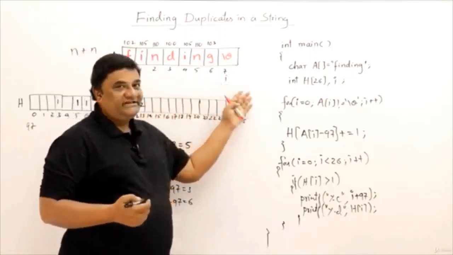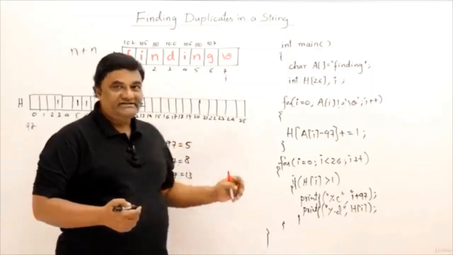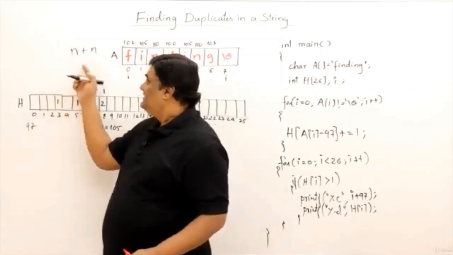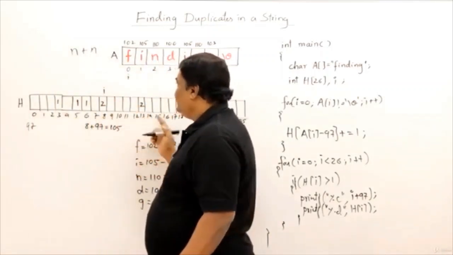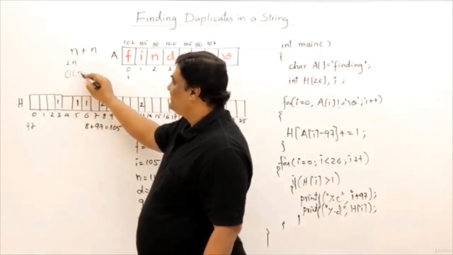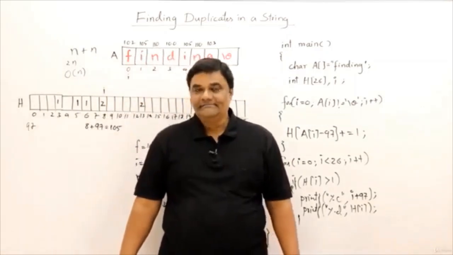Like the number of alphabets here are a total of 7, and hash table size is 26. We don't say that these are different, right? We say that this is linear. So n. This is also linear, n. So this is 2n, 2 times linear. So 2 times linear is also linear. So the time is big O of n.